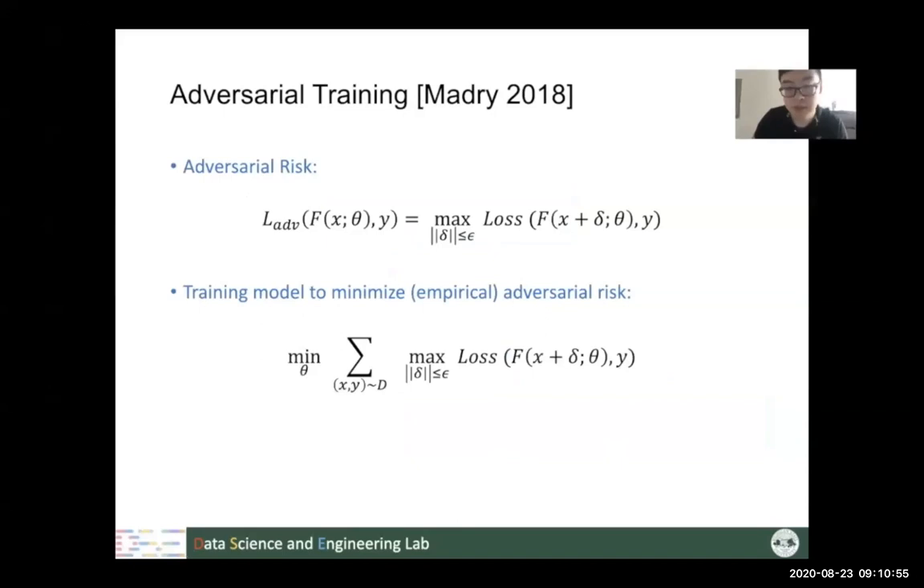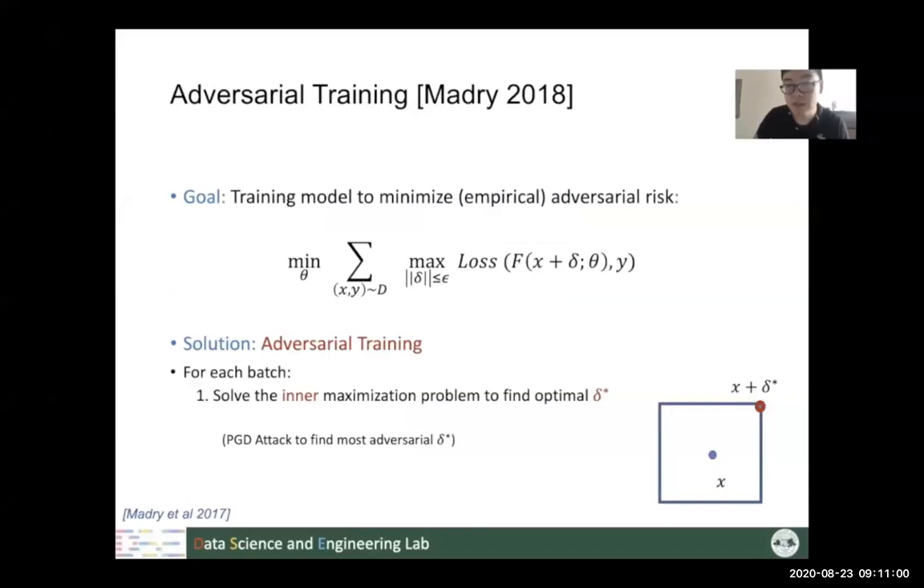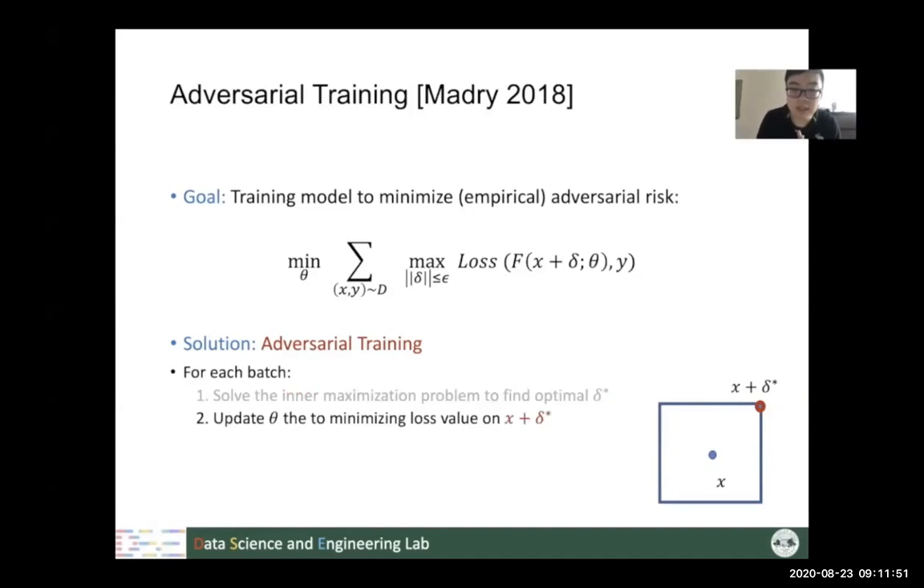In 2018, a team from MIT introduced a very effective and efficient algorithm to solve this optimization problem. In order to solve this min-max optimization problem, the first step is that for each training batch and for each training sample, it first finds such a delta star that can maximize this loss value. So it means that we first attack this model to find the most dangerous adversarial example, which is X plus delta star. And the second step is that we update the model parameter theta in order to let the model have small loss on this calculated adversarial example, X plus delta star.